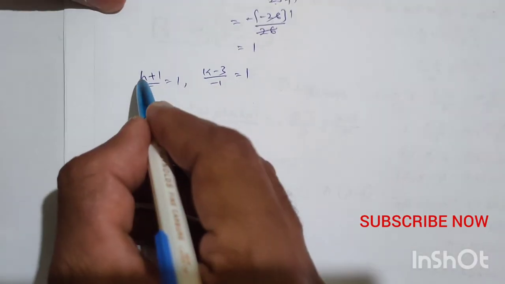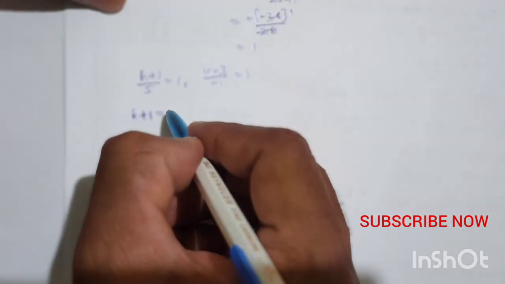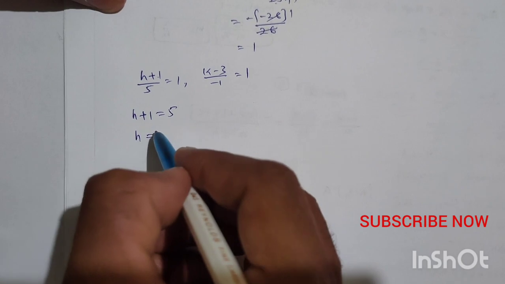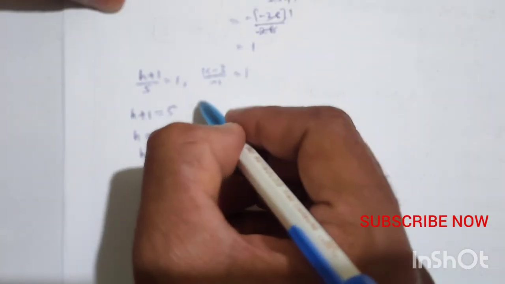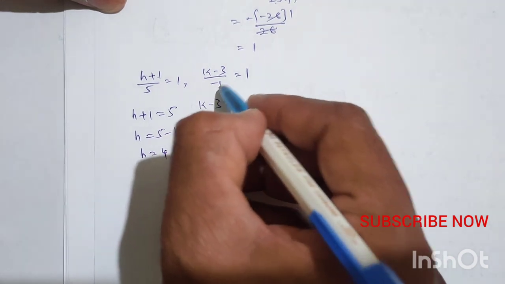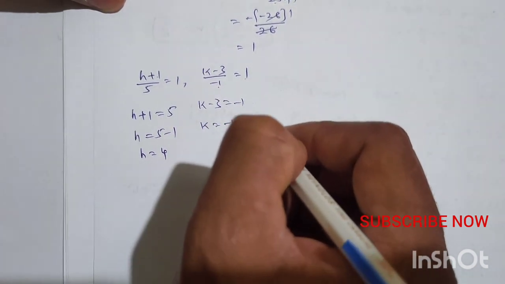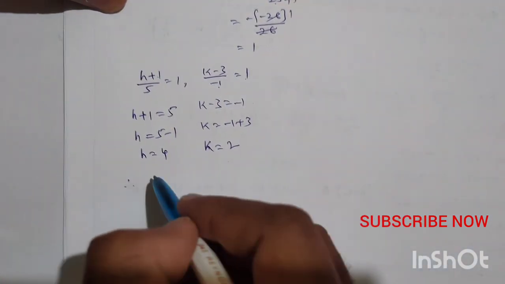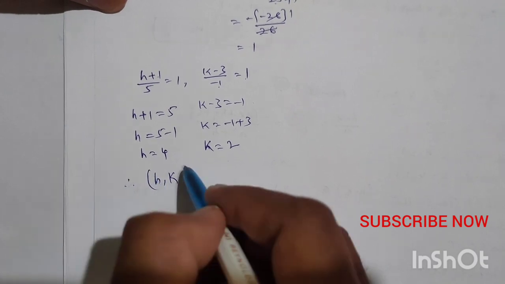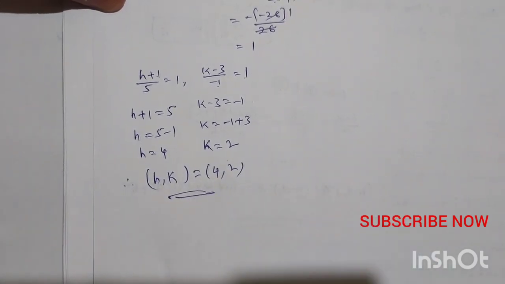Now simplify. h plus 1 equals 5 into 1, so h equals 5 minus 1, h equals 4. k minus 3 equals minus 1 into 1, so k equals minus 1 plus 3, k equals 2. Therefore h comma k is equals 4 comma 2. This is the foot of the perpendicular from the given point.